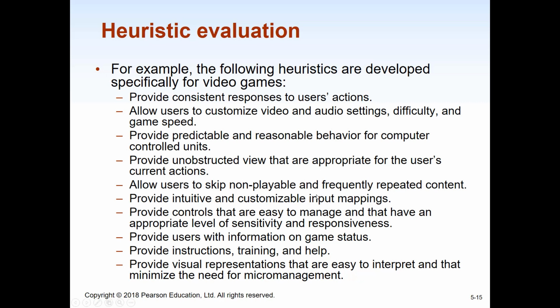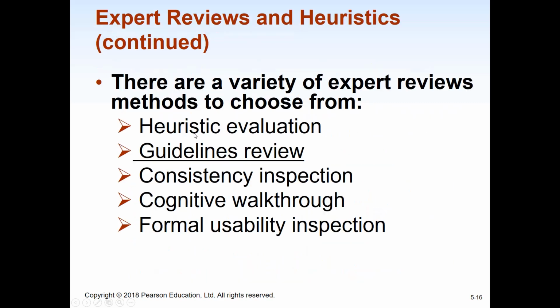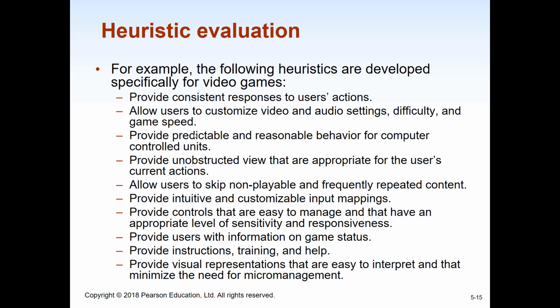For example, the following heuristics are developed specifically for video games. So consider each one of these heuristics points as a question. Like, does it provide consistent responses to user actions? Yes or no? If yes, to what extent? And so, does this interface allow users to customize video and audio settings, difficulty, and game speed? And so on. Does this interface provide users with information on game status? And so on. These are heuristics evaluation, but they are specifically for video games.